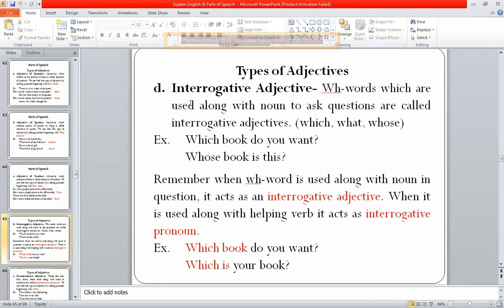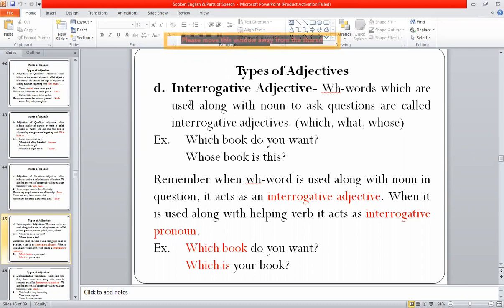In this example, the sentence is starting with the interrogative word which, and it is coming before a noun. Book is the noun, and the interrogative word which comes before the noun, and that is why it becomes an interrogative adjective. Which book do you want? In this, which is the interrogative adjective. And see the next example: Which is your book?